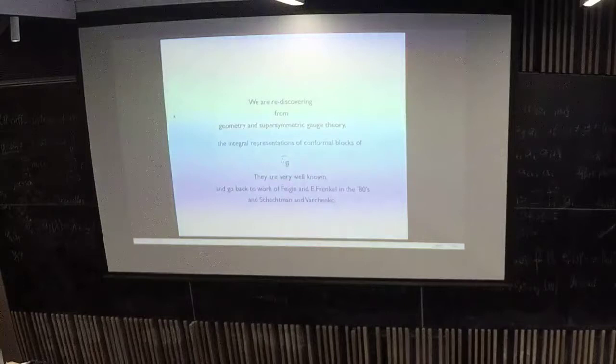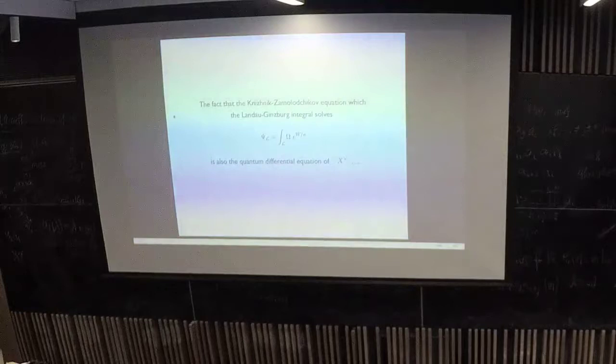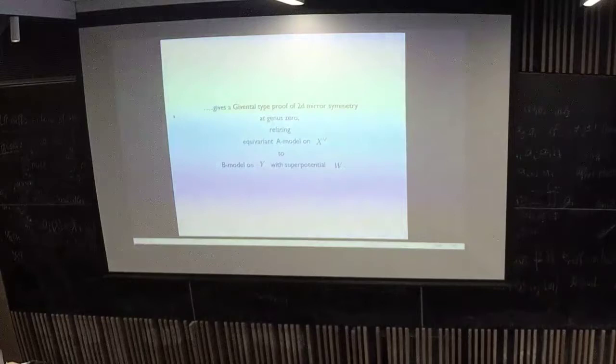So what you rediscover is integral representations of conformal blocks of the affine Lie algebra that are well known and go back to work of Frenkel and Khoroshkin. But the fact that the Landau-Ginzburg integrals give you solutions of the Knizhnik-Zamolodchikov equation, which also happens to be the quantum differential equation of X-check, gives a Givental-style proof of two-dimensional mirror symmetry at genus zero, relating the equivariant A-model of X-check with a B-model Landau-Ginzburg theory with target Y and potential W.